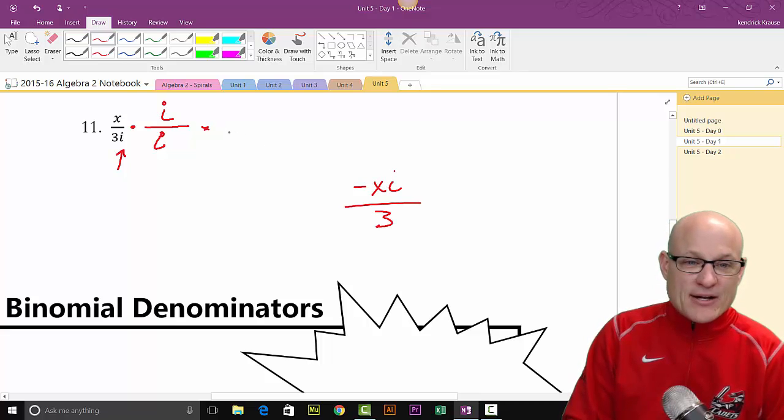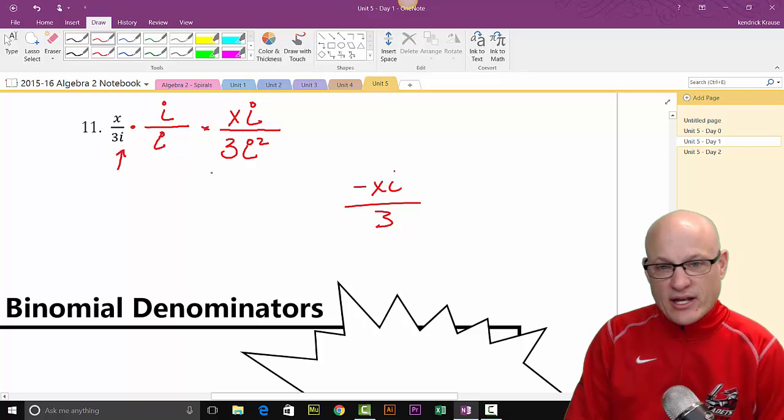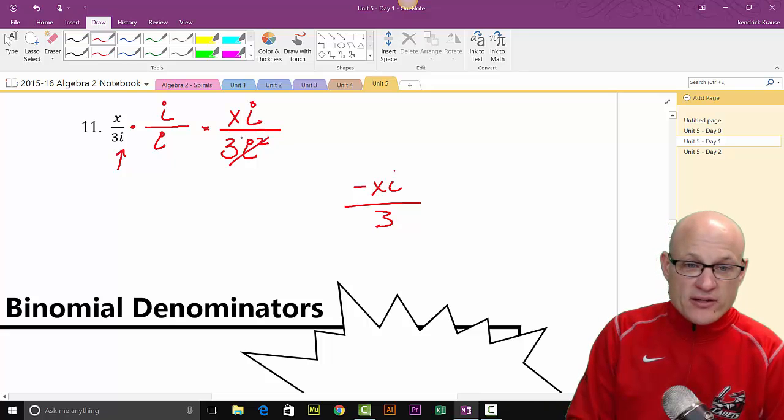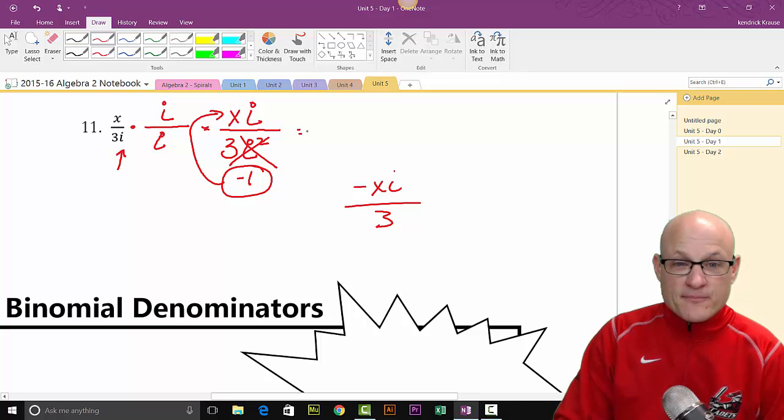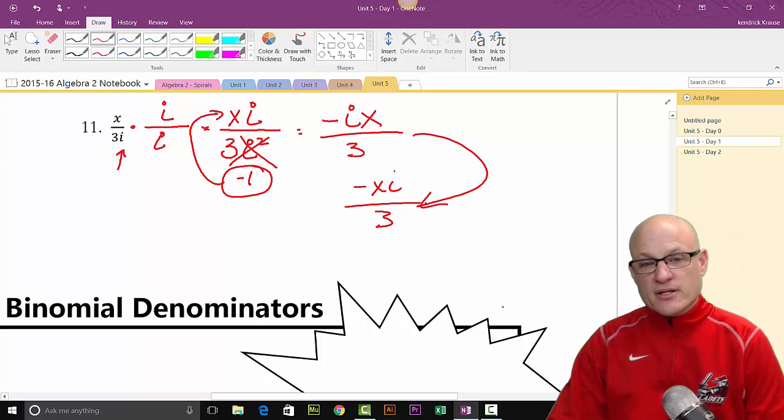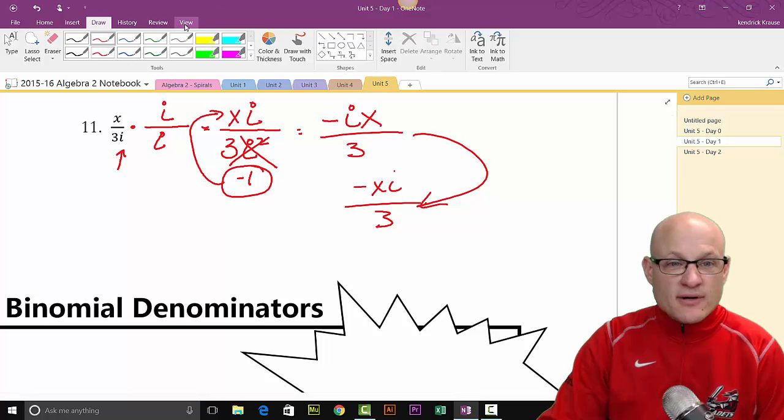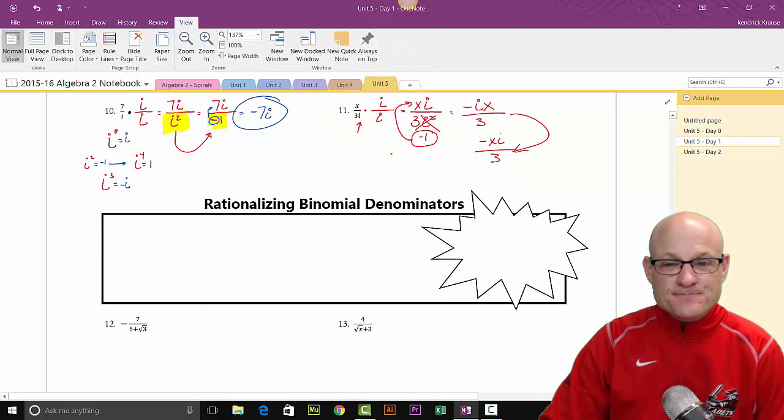Well, if I multiply by i over i here, I get xi, I'm just going to keep it like that for now, over 3i squared. And, of course, I'm going to get the kid that actually cancels the i's here. And we're like, dude, you just went back to the original. Don't do that. And this is -1. So this negative goes to the top. Remember, it's just a sign. So you get -i times x over 3, which is the same as this. All right, kids.